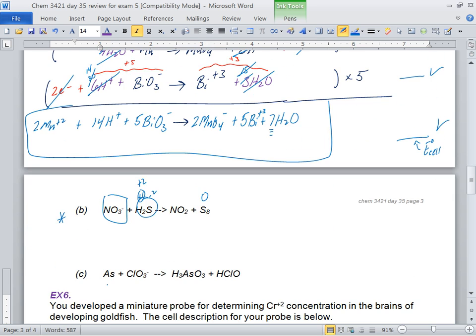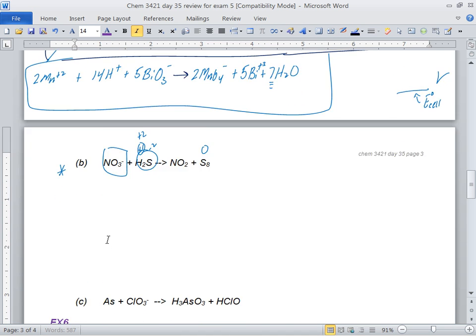All right, so then to get the 2 half reactions, balance it, get an overall reaction.